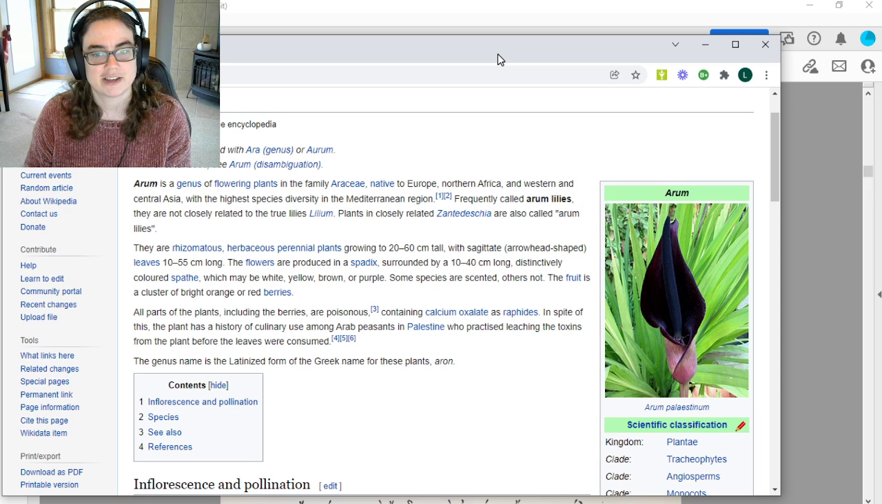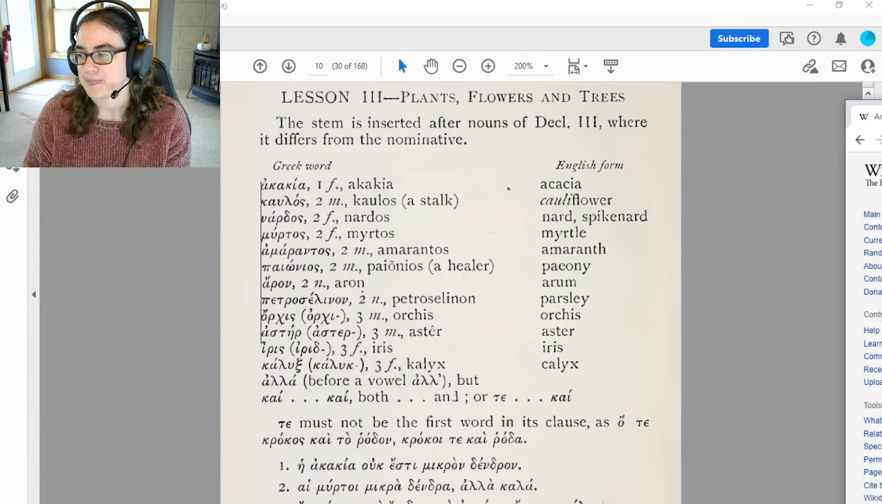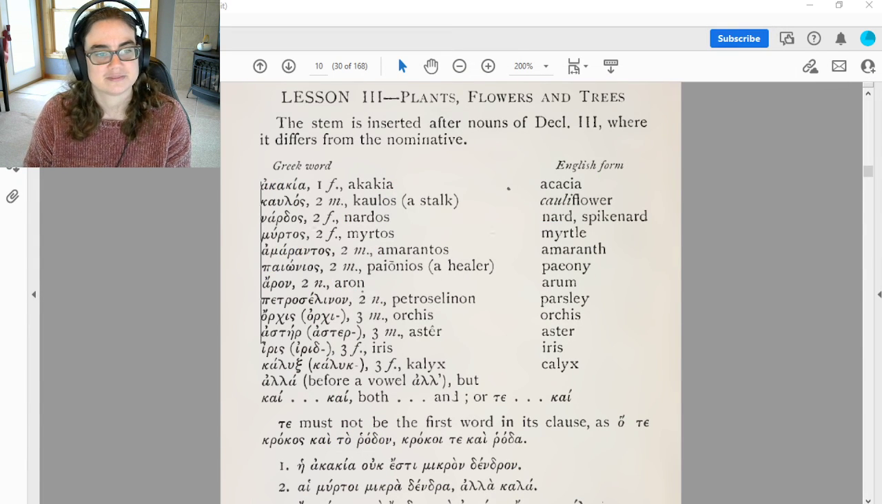I have really nothing else to say about it. They are not closely related to true lilies, but they are called that. Pretty. All parts of this plant are poisonous. Heh. It kind of looks poisonous. Yeah. Just because it's so dark, it almost has like a foreboding in it.